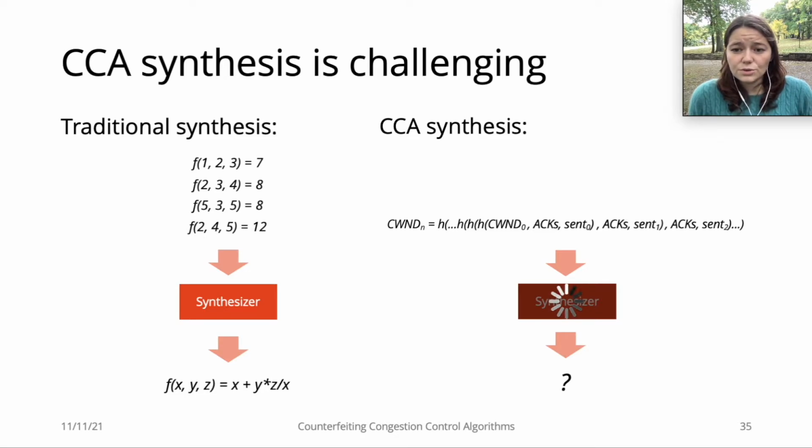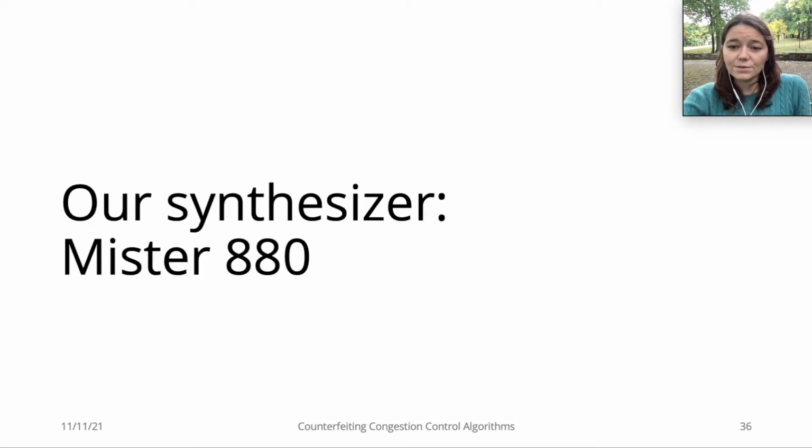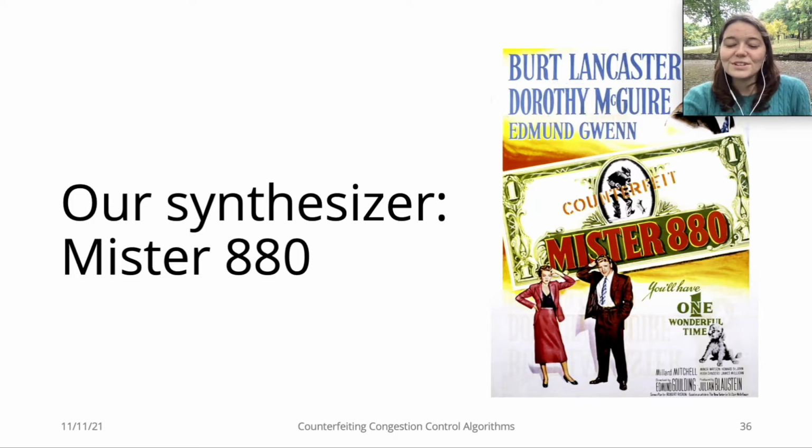So if you try to use existing techniques to synthesize a CCA, it will likely run forever and never return an answer. However, we found ways to overcome these challenges. We implemented our ideas on a prototype CCA synthesizer, Mr. 880. It's named after the movie Mr. 880 about a money counterfeiter that only ever counterfeited $1 bills.